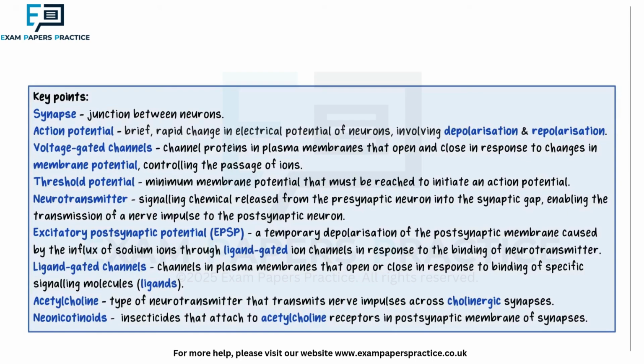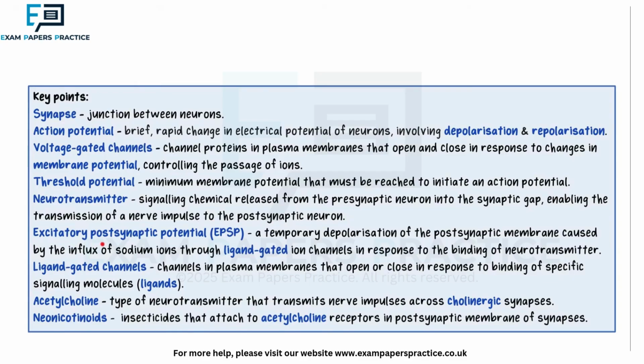So in this video, we have seen how the synapse is a junction between neurons, how an action potential is a brief rapid change in electrical potential of neurons involving depolarization and repolarization. Voltage-gated channels are channel proteins in plasma membranes that open and close in response to changes in membrane potential, controlling the passage of ions. The threshold potential is the minimum membrane potential that must be reached to initiate an action potential. A neurotransmitter is a signaling chemical released from the presynaptic neuron into the synaptic gap, enabling the transmission of a nerve impulse to the postsynaptic neuron.